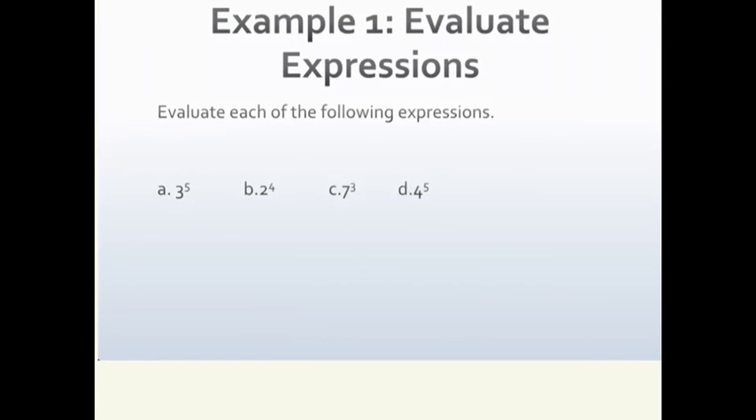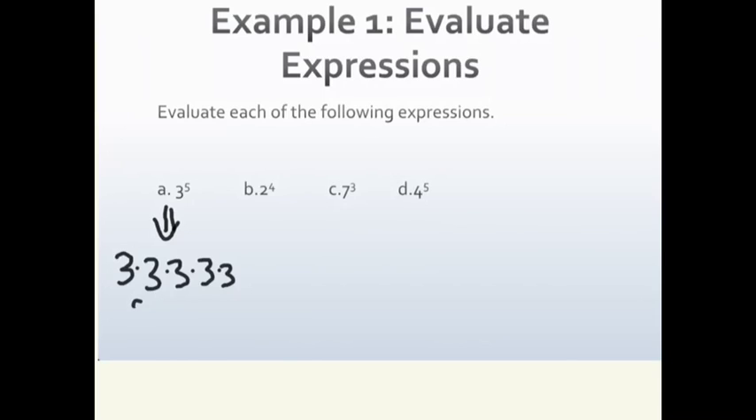So our first example is to evaluate some expressions. All 4 of these expressions really deal with exponents, so this is a really good review for exponents. This first one, part A, says 3 to the 5th power. That means 3 times 3 times 3 times 3 times 3. I'm multiplying 3 five times. And though it'll take a little bit of work, we can do this.